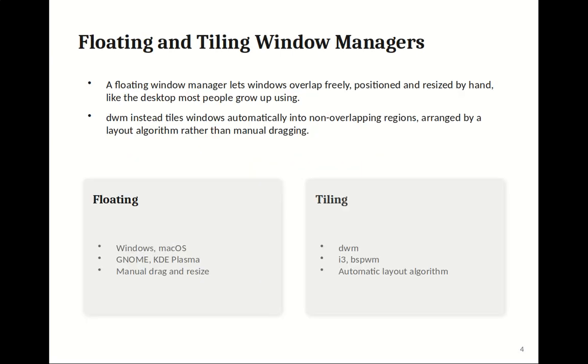Floating and tiling Windows managers. A floating Windows manager lets windows overlap freely, positioned and resized by hand, like the desktop most people grow up using. DWM instead tiles windows automatically into non-overlapping regions, arranged by a layout algorithm rather than manual dragging.